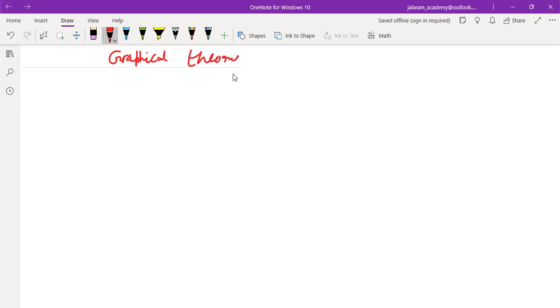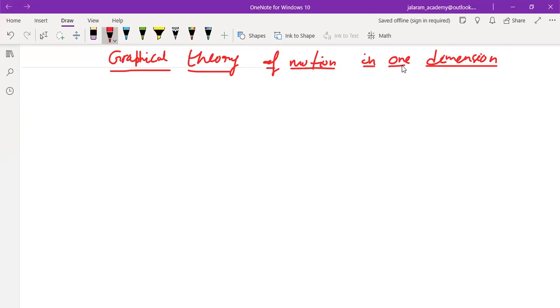Graphical theory of motion in one dimension. Before this, we already have studied the mathematical terms like coordinates of a point, inclination of a line, and slope of a line. We will use these terms in our discussion today.